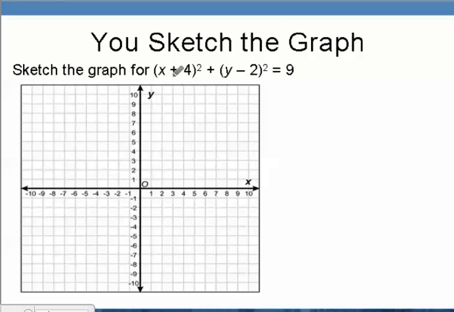Looking at this one, see the plus sign here? Means that's going to be a negative. Negative 4. Minus sign here, that means 2. That's my center. Negative 4, 2. Boom, right there. 9. Perfect square. That means my radius is going to be 3. That means I just have to go out 3. 1, 2, 3. Up 3. 1, 2, 3. To the left 3. 1, 2, 3. Down 3. 1, 2, 3. And connect them with arcs that make it look like a circle.